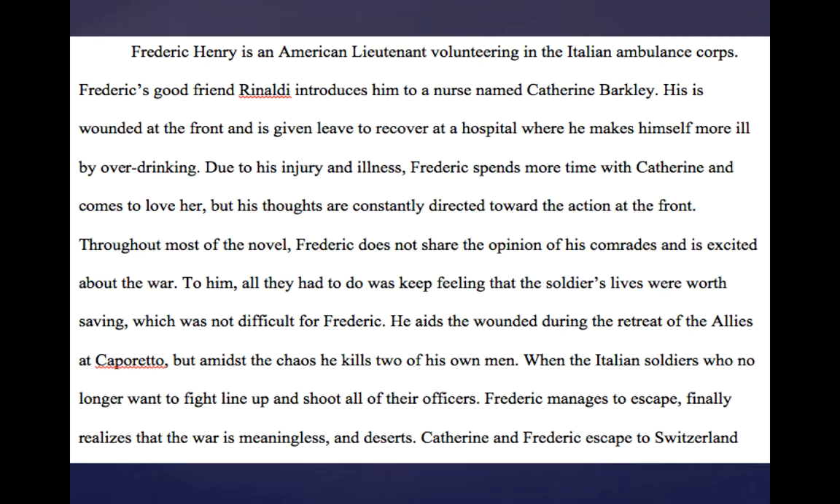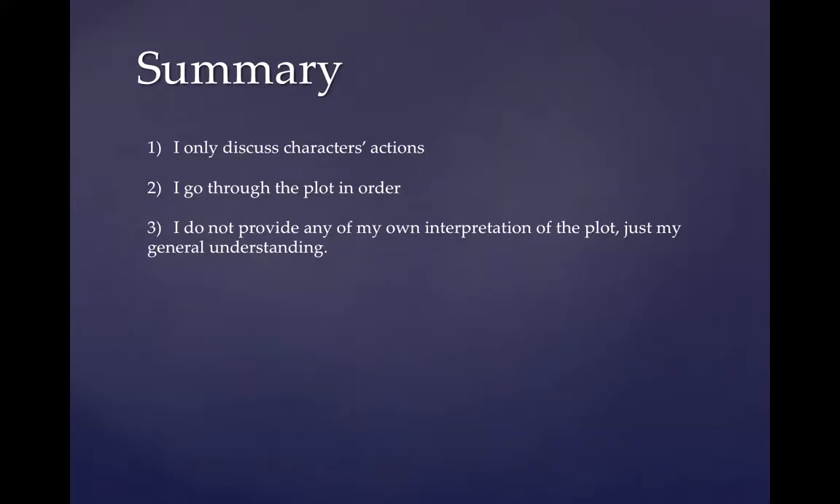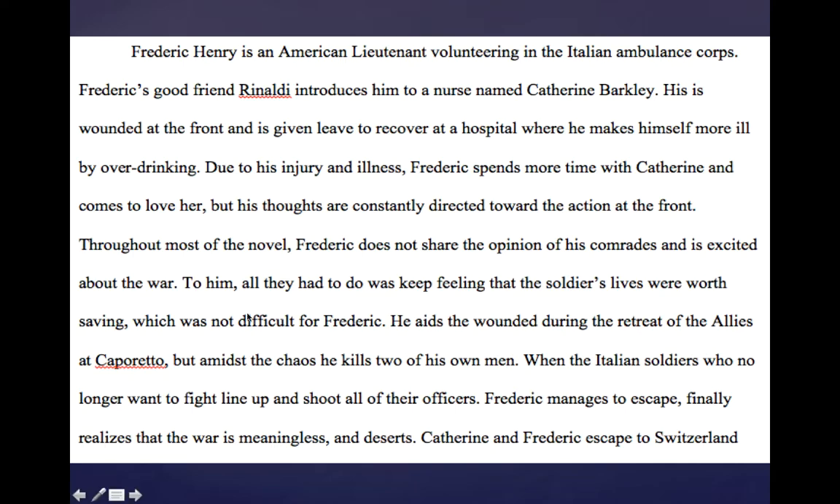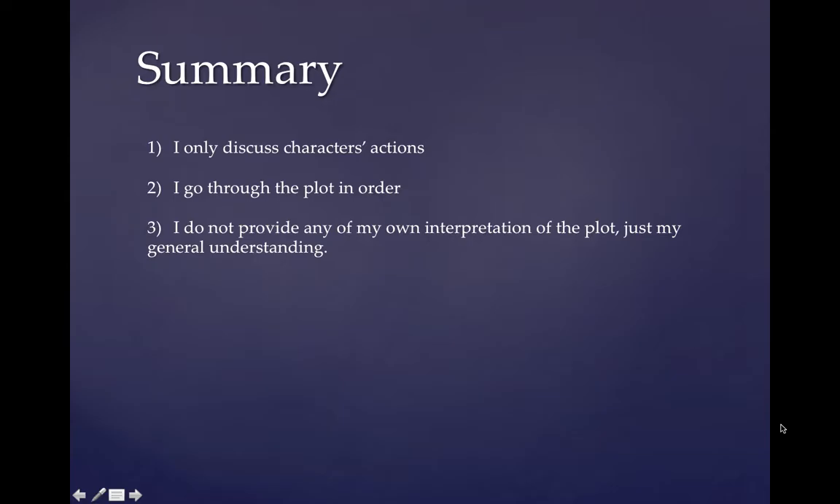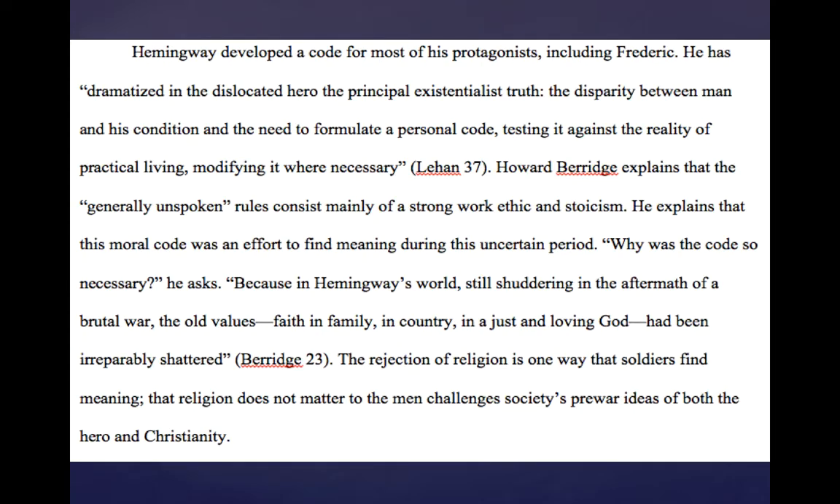All right, so you can see here that this is very clearly summary. I only discuss the characters' actions. I go through the plot in order from beginning to end, and I do not provide any of my own interpretation of the plot, just my general understanding. This is because this is a very long paper that I wrote, so I provided the reader with some context before providing my analysis to support my thesis. So let's look at this next paragraph.